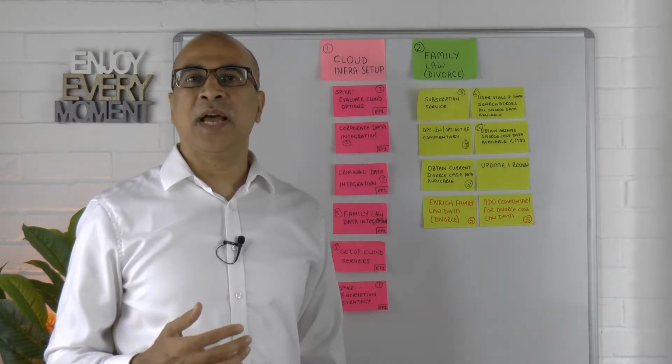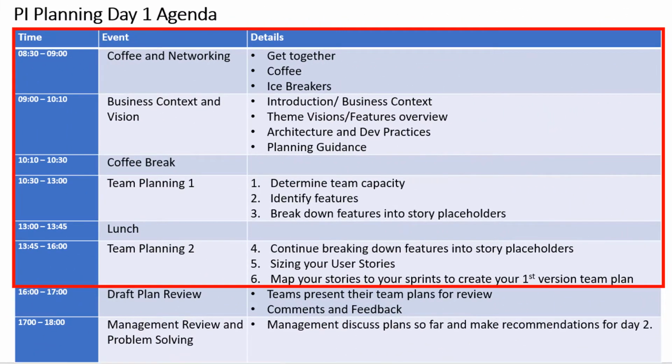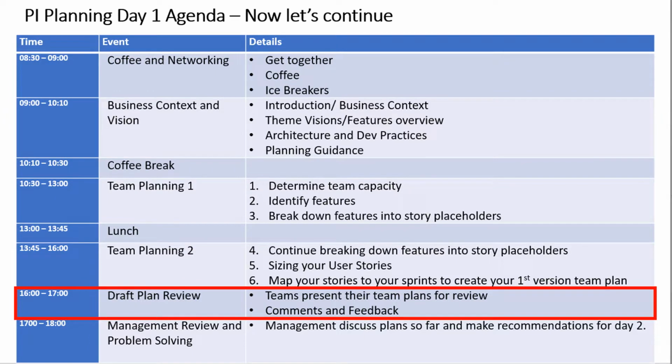But before we do that, let's just recap. On day one, in the last video, we covered off most of the first day's agenda. We covered off the business and the vision. We covered off team planning 1 and team planning 2. Now what we're going to be looking at is how do we present the draft plan review.